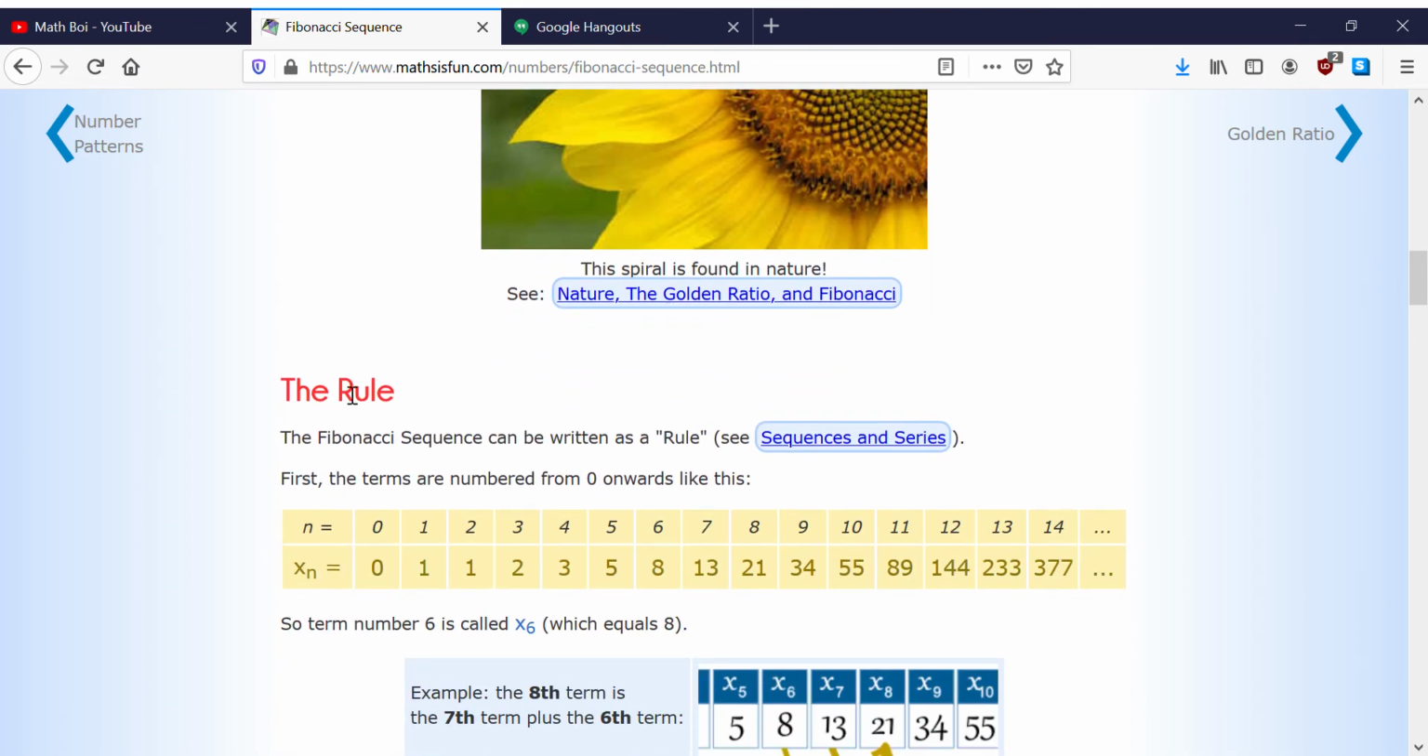And the numbering is 0, 1, 2, 3. The 0th number is 0. The first number is 1. The second number is 1. The third number is 2. The fourth number is 3. The fifth number is 5. The sixth number is 8. The seventh number is 13. The eighth number is 21. And that keeps on going. So the 14th number is 377.